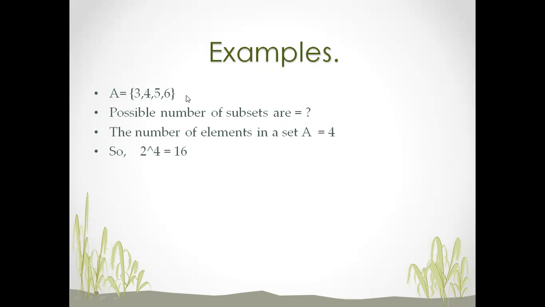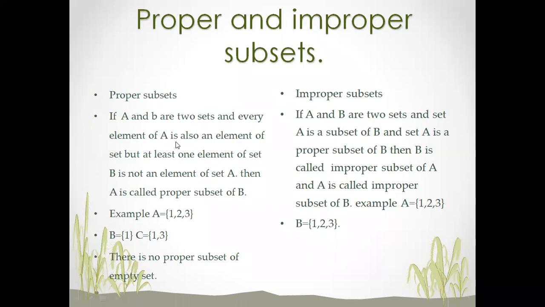A has 4 elements: 3, 4, 5, 6. So here 2 raised to power 4 is equal to 16. So this set has 16 subsets.